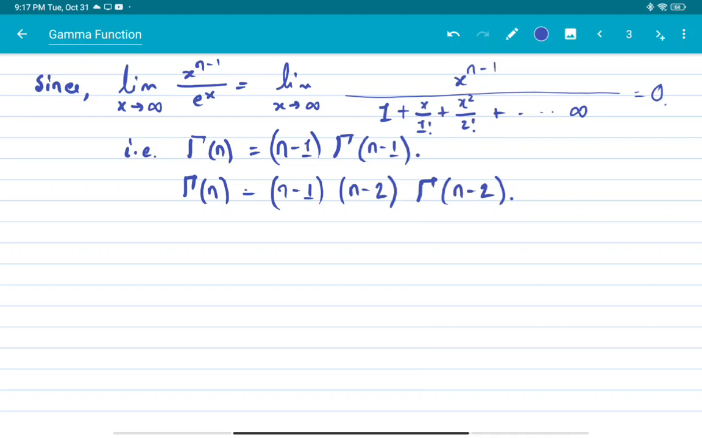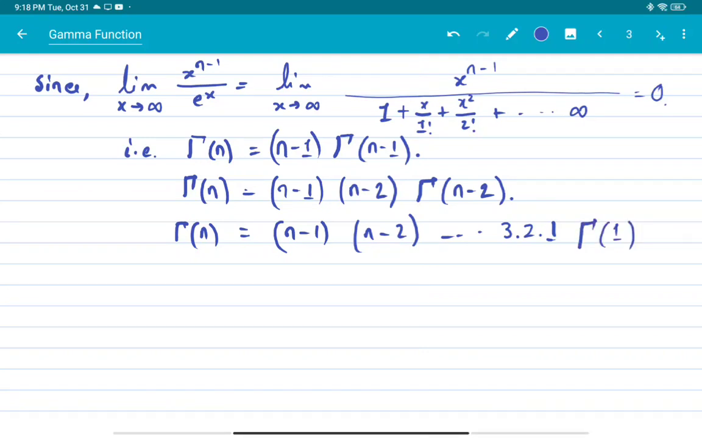Hence if n is a positive integer, then repeating the same process again and again, we are left with gamma of n equals n minus 1, n minus 2, and so on up to 3 times 2 times 1, and then this is gamma of 1, and this gamma of 1 is nothing but 1. So gamma of 1 is 1.